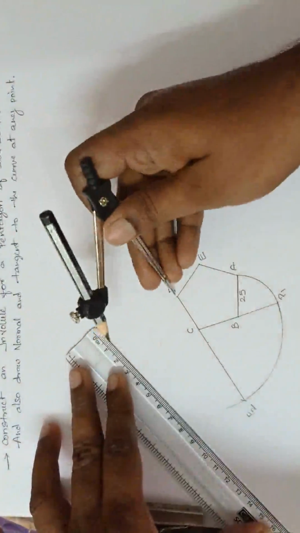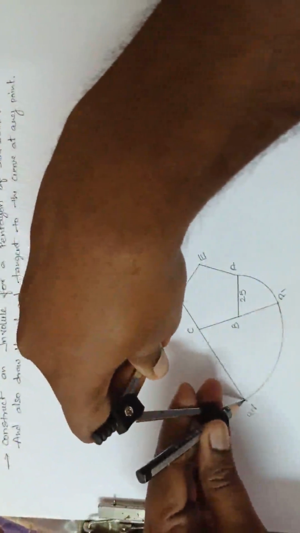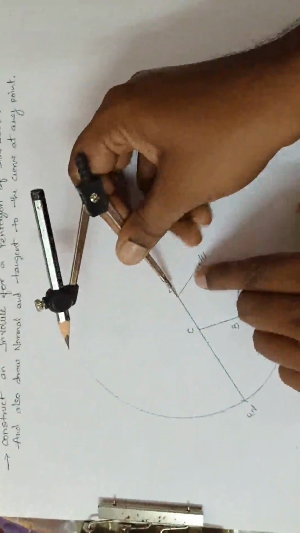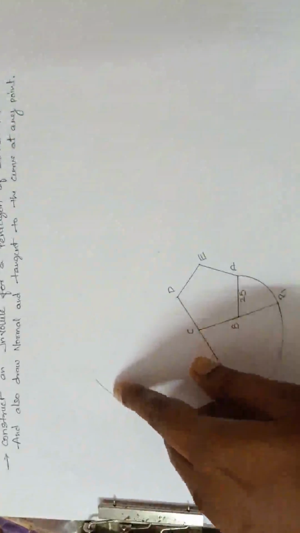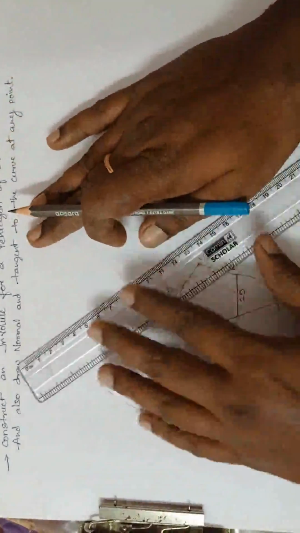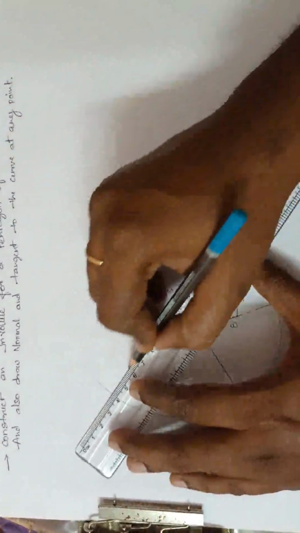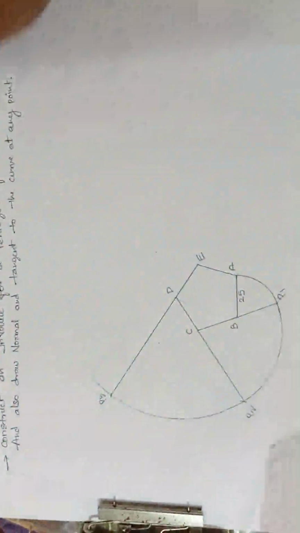Next, take radius DP2 and draw the curve. Approximately it should go up to ED, which should be a straight line. Now I am drawing a straight line from ED or DE, we can say either. Now this is the point P3.